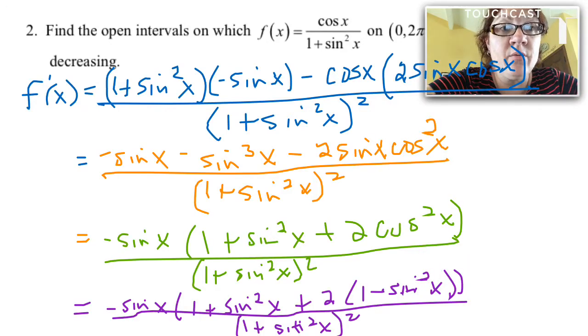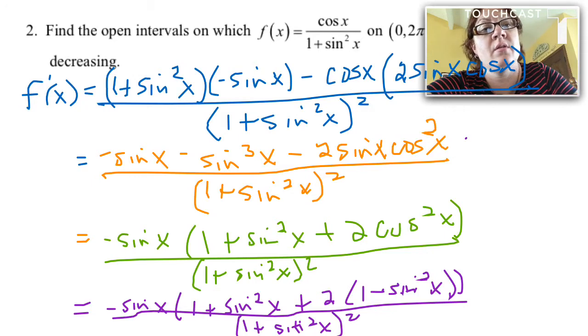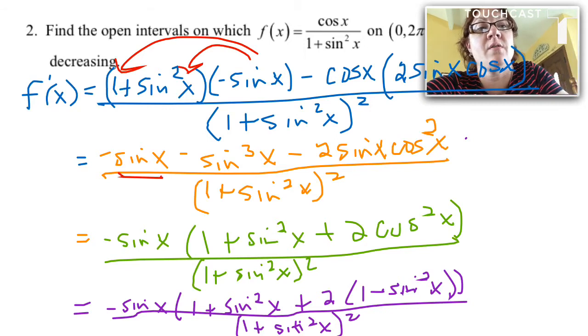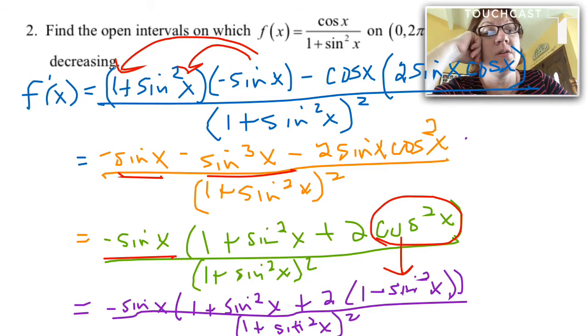I'm running out of room. Take a look at what I did. I took the derivative first, and then I distributed. That's how I got these first two pieces. Then I took a negative sine x out of everything. And then I switched the cosine squared into 1 minus sine squared, since everything, especially on the bottom, looks like it's going to be in sine, and it's easier to work with if it's all one trig function.